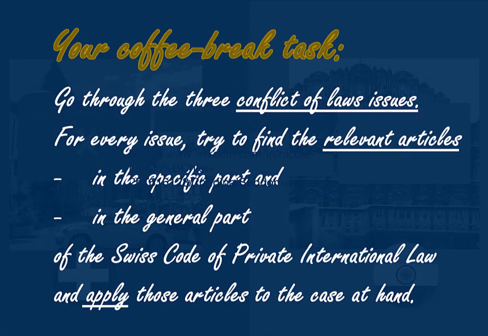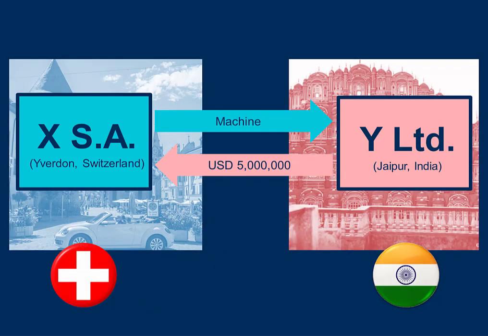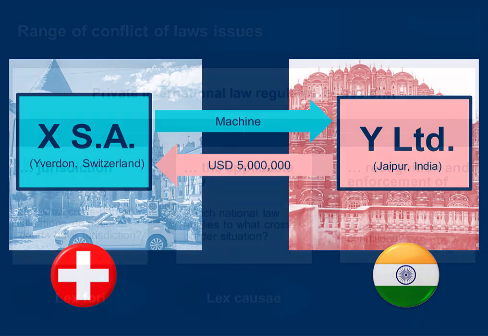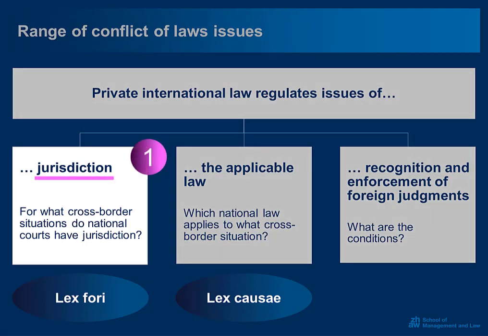What did you find out about what answers can be found in the Swiss Code of Private International Law for our case? Let's go through the conflict of laws issues one by one. The first issue is jurisdiction.